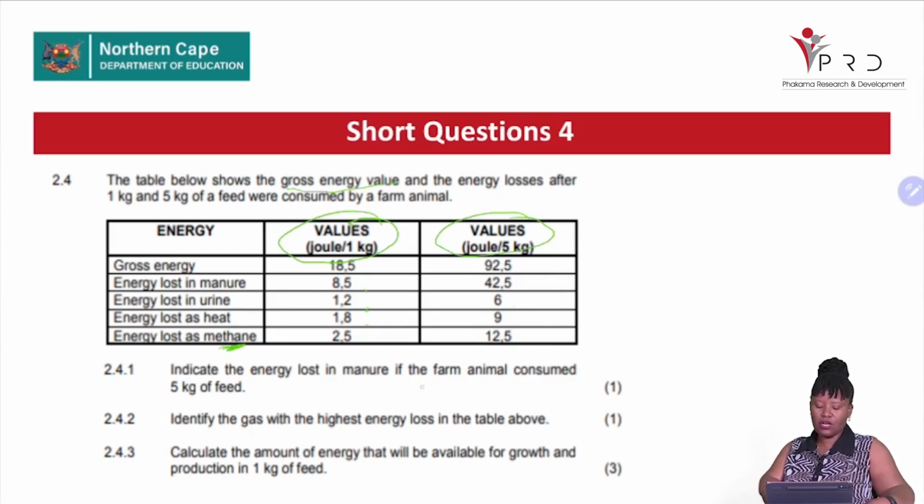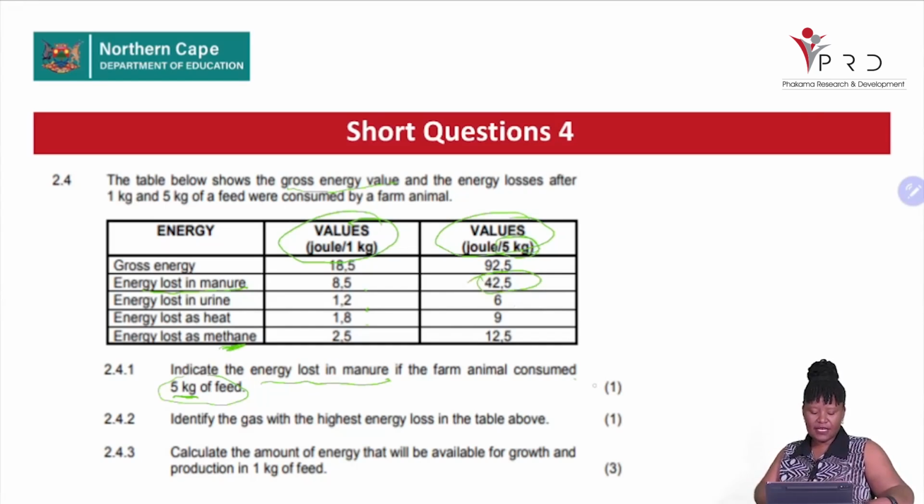Indicate the energy lost in manure if the farm animal consumed 5 kg. This is a free mark because you just extract from what you are given. So you go for your 5 kg of feed. This is your 5 kg, which means your response is in this column. Indicate the energy lost in manure. You go to the energy lost in manure, then you are able to write. Your answer is a free mark.